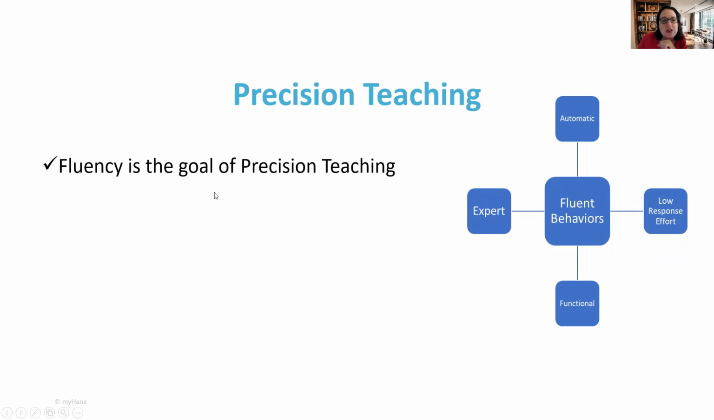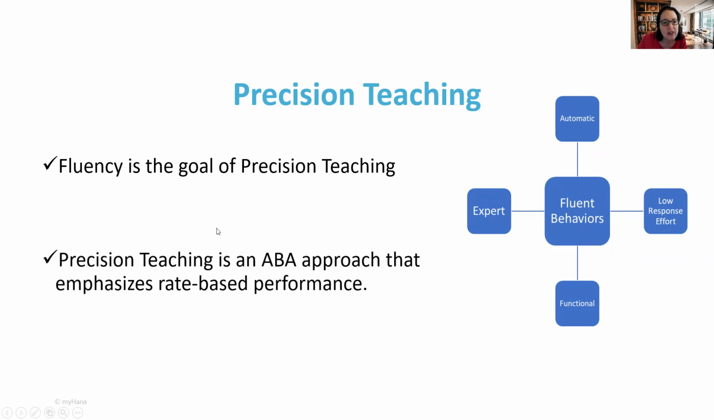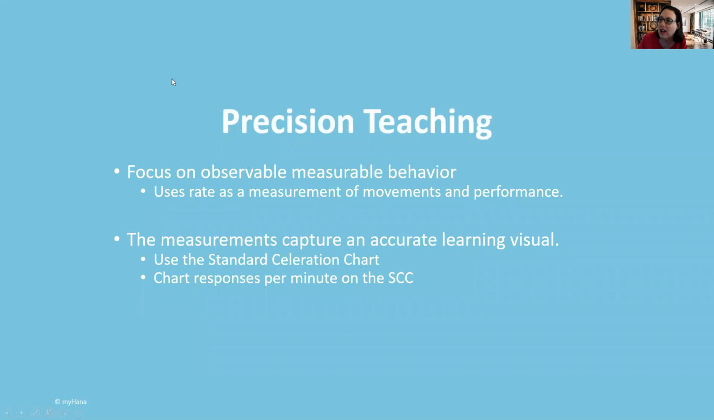So remember that fluency is the goal of precision teaching. Are they doing it automatically, quickly, low effort, and is it functional? It's an ABA approach that emphasizes how fast somebody's learning. And now we'll learn more about precision teaching. It focuses on observable and measurable behaviors. It uses rate as a measurement of movements of performance. The measurements capture an accurate learning visual. It uses the standard acceleration chart and charts responses permitted on the standard acceleration chart, or SCC.